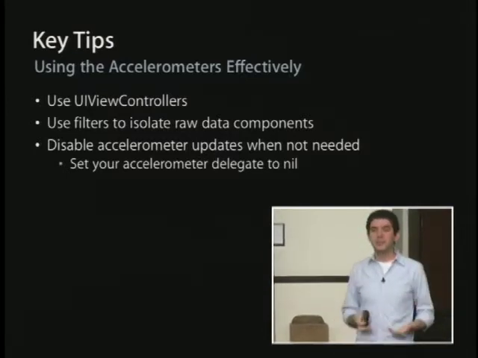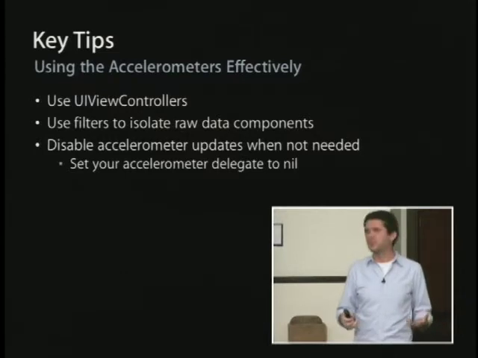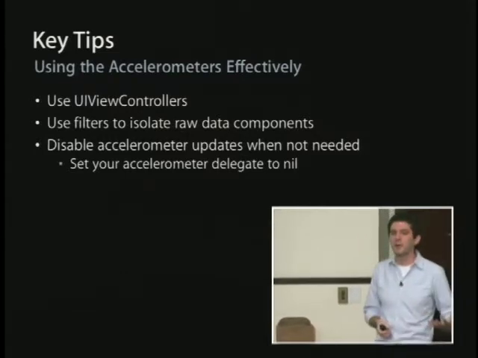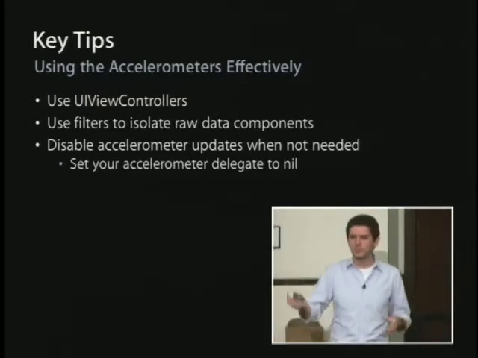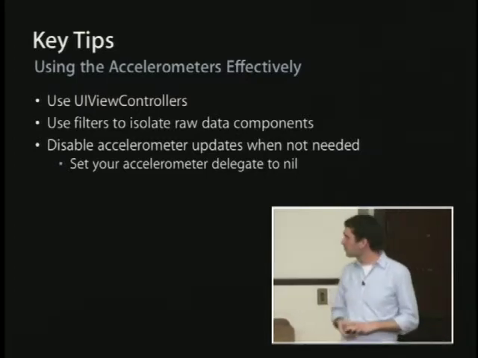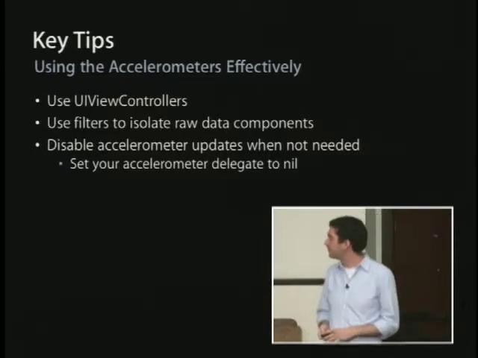If you do want to use raw data, try and use some filters to extract just the parts that you care about from the acceleration, so that you can ignore the really high frequency movements if you just care about general orientation, or the opposite. And disable the accelerometer updates when you don't need them to preserve power again.